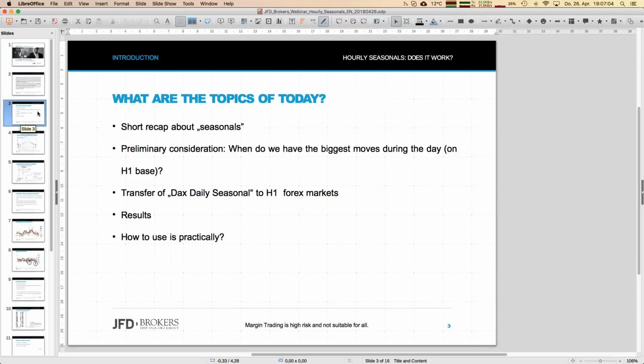And then we do exactly that: transfer of DAX daily seasonal to the H1 Forex market. So H1 stands, of course, for the time frame. So we look for hourly changes, and we will look at the Forex markets here, as I mentioned. I will share with you the results and, of course, how to use that concept for your own practical trading.